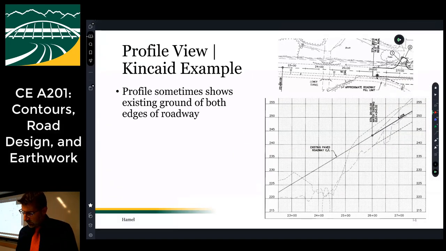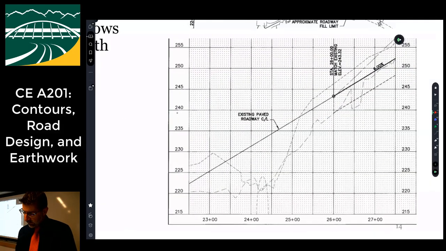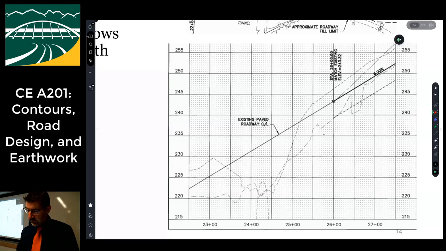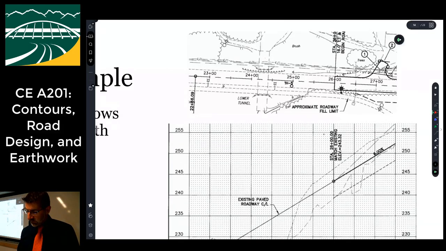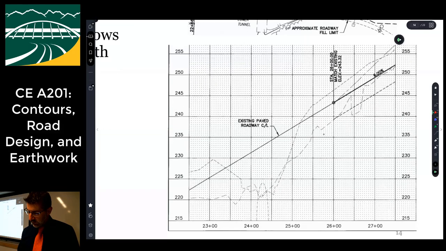All right, and then here's a quick view of the Kincaid job of what the profile looked like. It's not that exciting, but it is kind of interesting in this particular job. You don't see this all the time, but in this job, they actually showed the existing ground at both edges of the road. So that's why there's 3 different dashed lines, right? They're showing it along the existing ground along the center line, the existing ground over here, and then over here. And so that's why you have these 3 different lines.